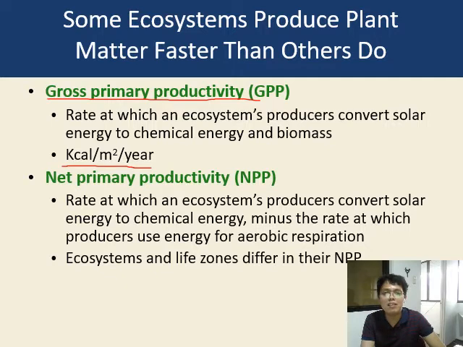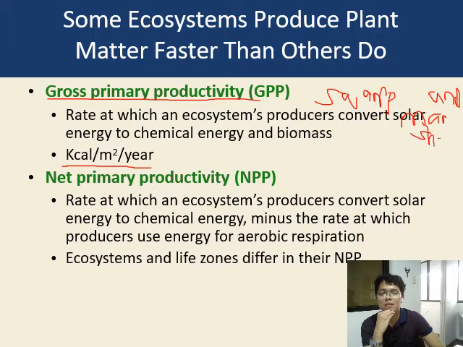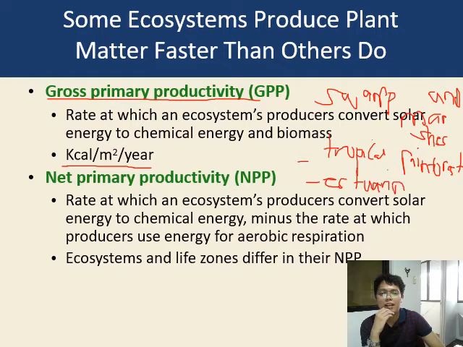Now, ecosystems and life zones differ in their NPP. So the three most productive systems are swamps and marshes. Also we have the tropical rainforests, and lastly, estuaries, or where saline water and fresh water meet. So it's usually found in the mouth of rivers. Those are examples of estuaries. Then the least productive are the tundra. Then you also have desert scrub and extreme desert.